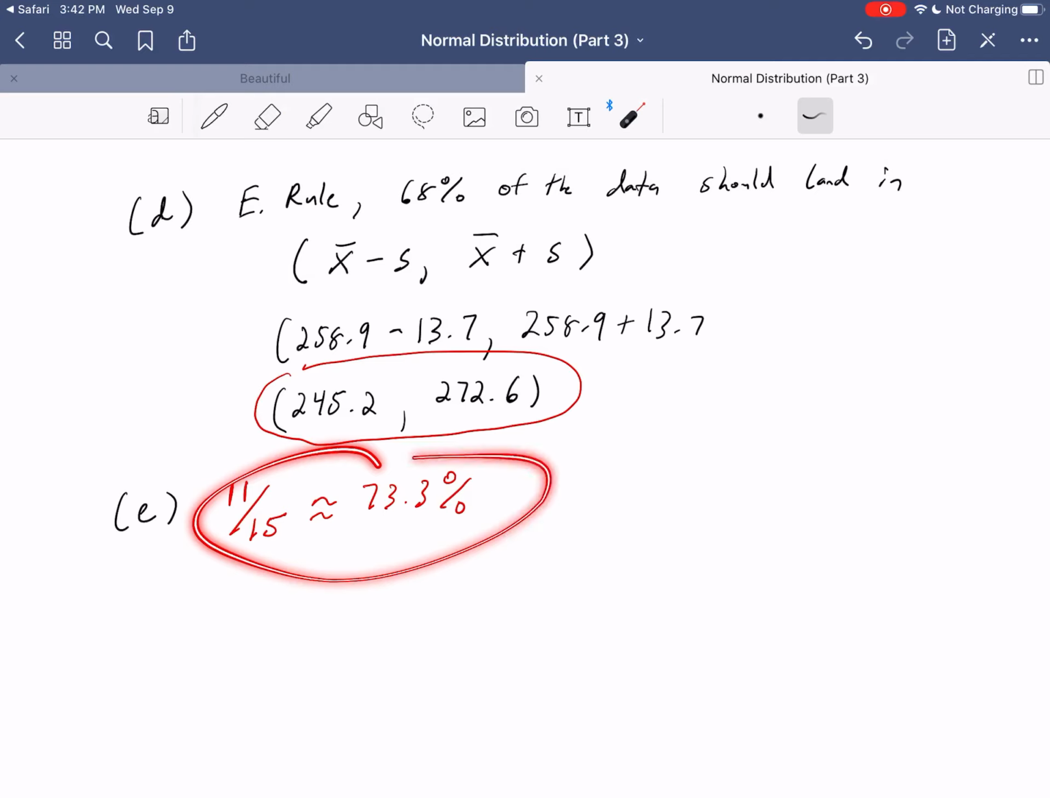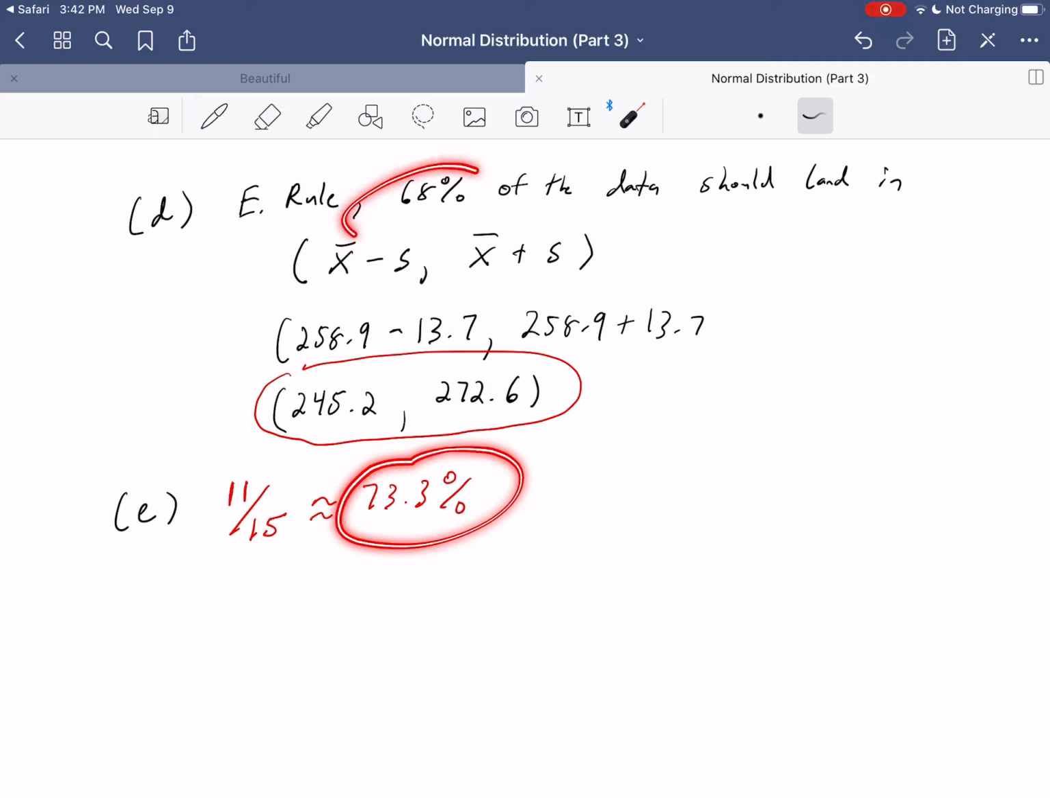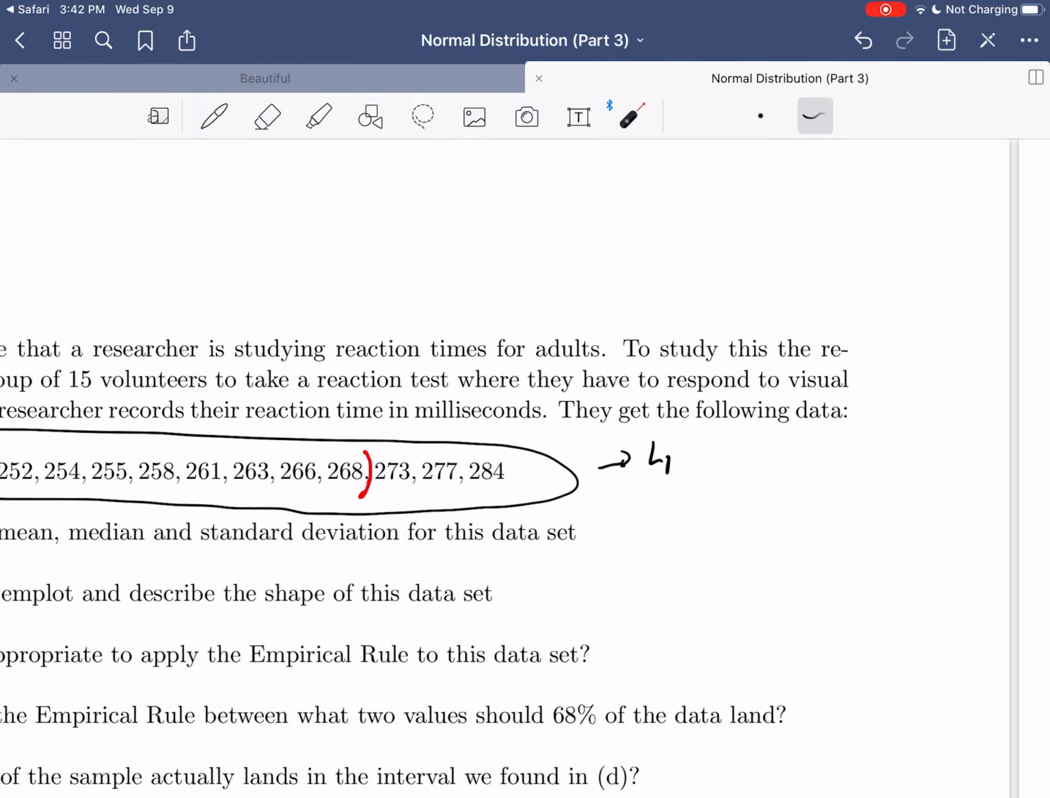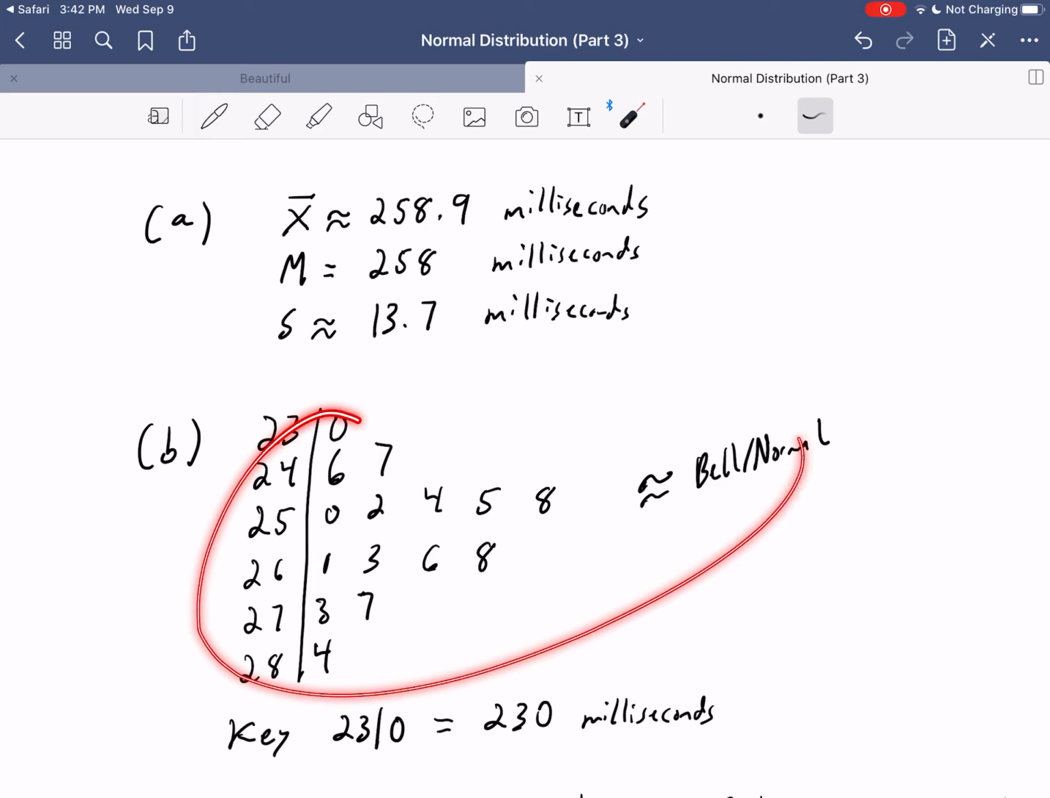So what we can see there is that while the empirical rule said that 68% of the data should be in there, in our data set, it's a little different. It's 73.3. It's a little bit higher of a percentage of the data that lands in this interval. But notice this 73.3 is close to that 68, right? And again, it's not a perfect value. It's predicted to be 68. It actually is 73.3. But keep in mind, our data set was not perfectly normal. It was only roughly bell-shaped or normal. And you can see that even in this situation, the prediction is relatively close to what actually happens.